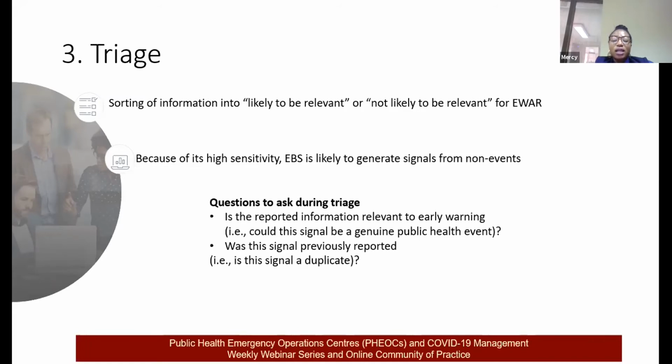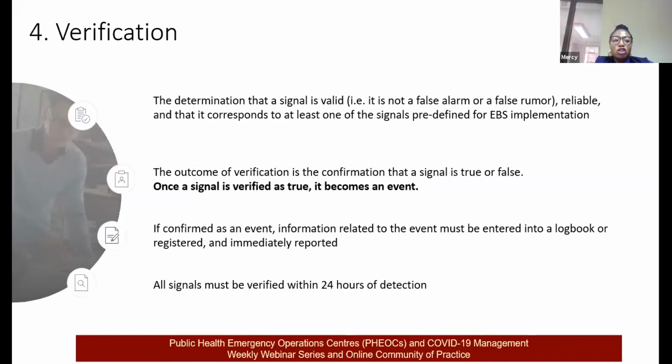Remember, we said at the beginning that before you start the detection, you should have a list of established signals to always refer to and see whether or not your signals meet the next level of reporting. Next slide, please. So once triage is done, we have to do verification. And verification is actually just to determine the validity of the signals, whether or not the signal is true, and if it corresponds to at least one of the signals predefined by the country or by the system. Next slide.